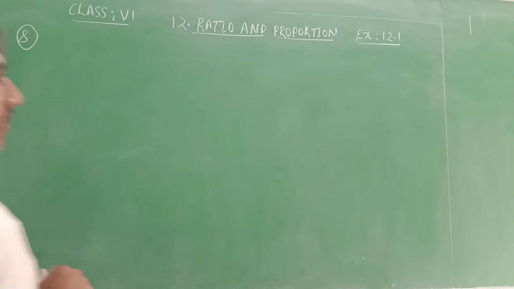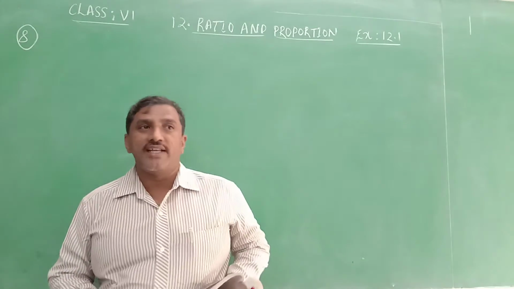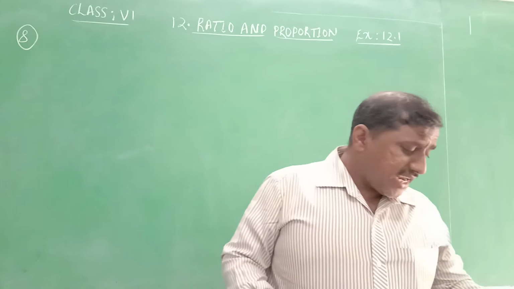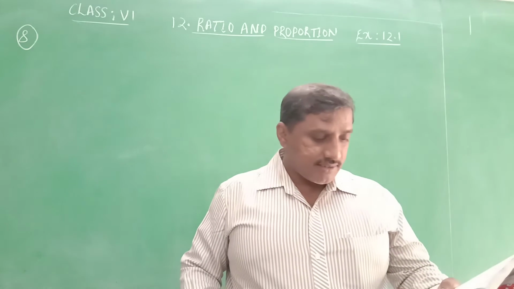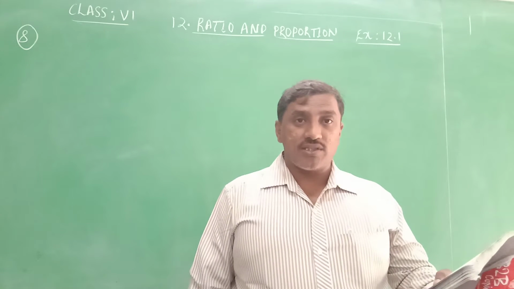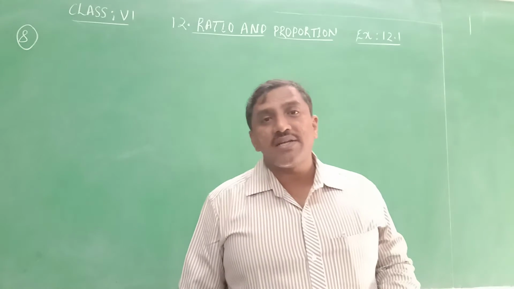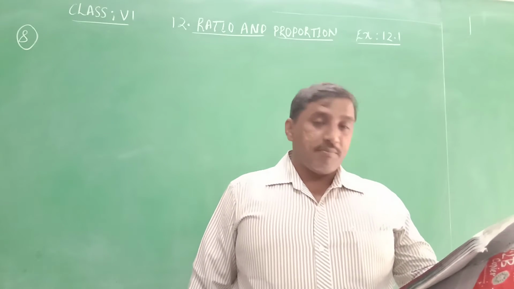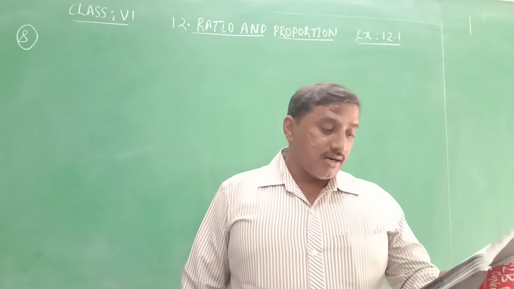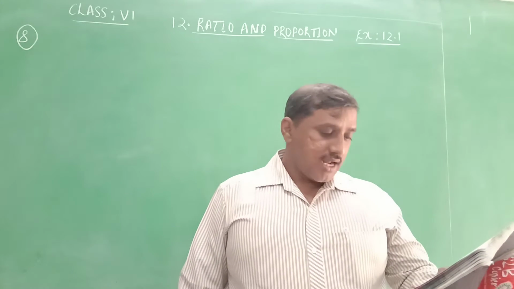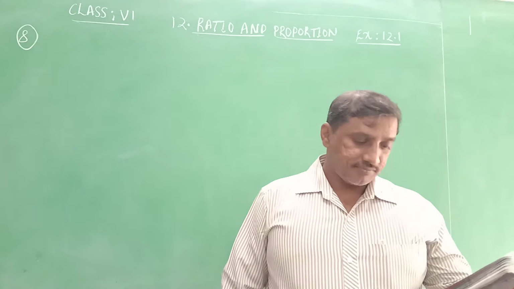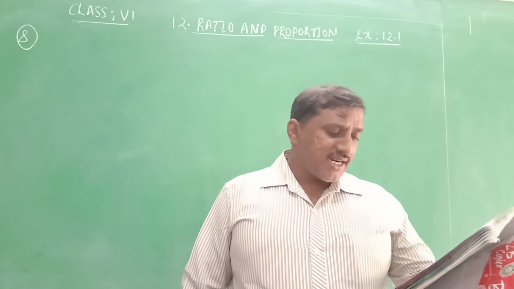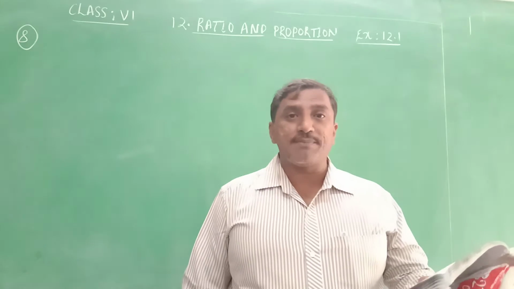Now we'll discuss one more question. Eighth question. In a year, Seema earns 1,50,000 rupees and saves 50,000 rupees. Find the ratio of the money that Seema earns to the money she saves, and the money that she saves to the money she spends.